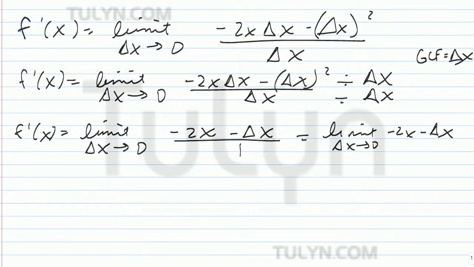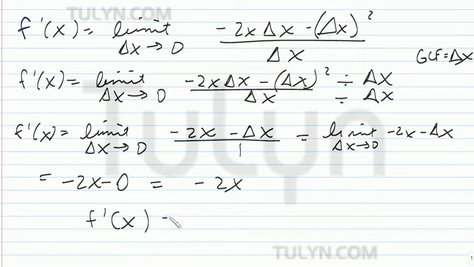And then what you're going to do is just substitute. So it'll be negative 2x minus 0, equals negative 2x. So the derivative is going to be equal to negative 2x.